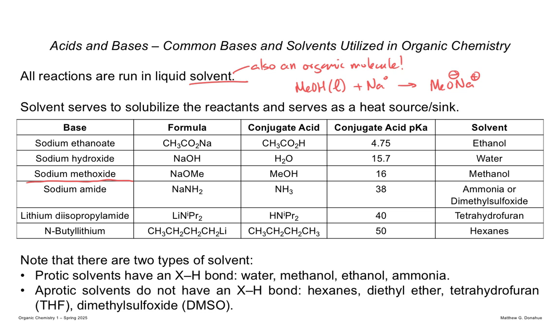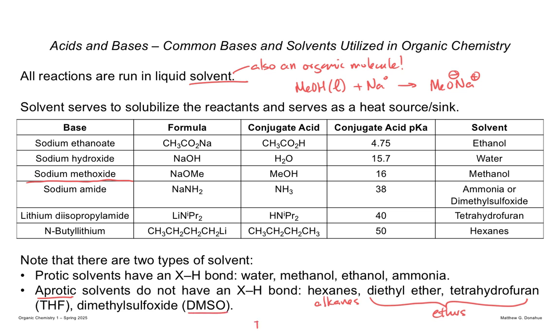Then the last three, since they're strong bases, you can't use a solvent that has OH or NH because the base will just react with it. So in that case, you have to use an aprotic solvent. If you have A before something, that just means without. So without an acidic proton. And as we see, the functional groups are typically alkanes or ethers. So diethyl ether or tetrahydrofuran. And then dimethyl sulfoxide, or DMSO, is another one.